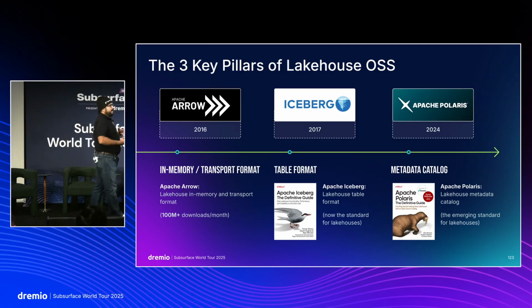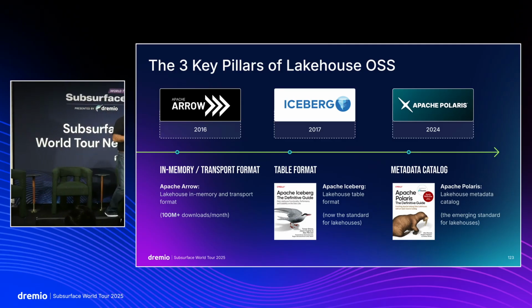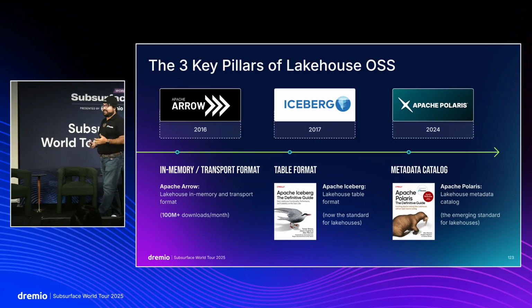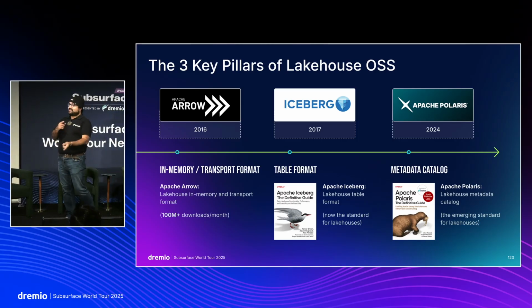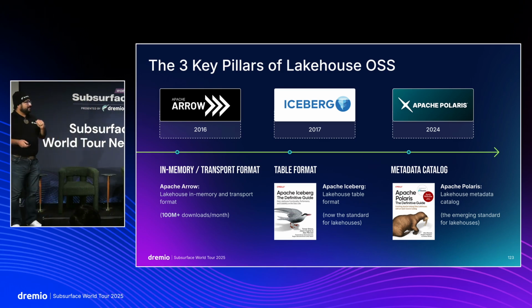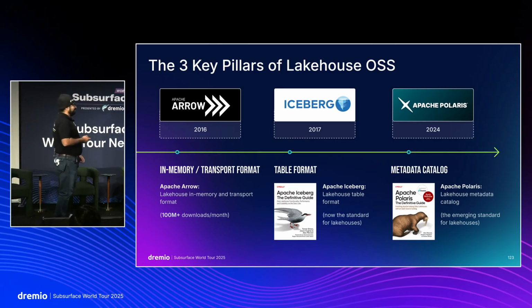And then you need a metadata catalog. You need some sort of source of truth that tracks, hey, these are the data sets I have available. Here's who has access to them, to make sure that your data sets are governed, accountable, and auditable. And that's where Apache Polaris comes in. And all three have had a banner year this year.